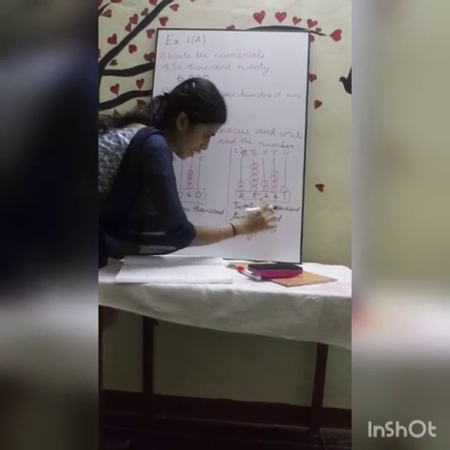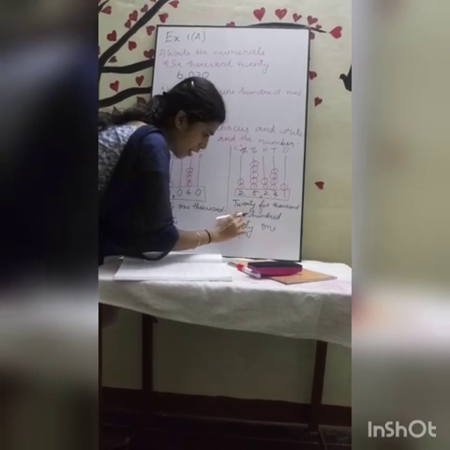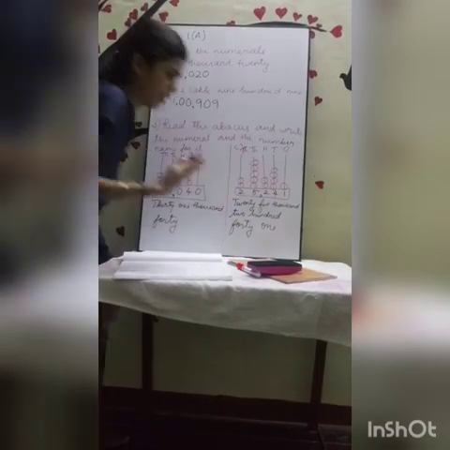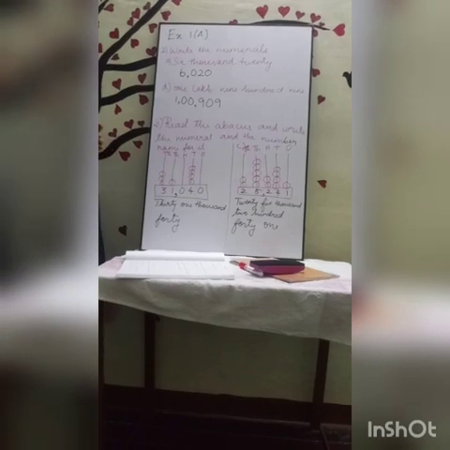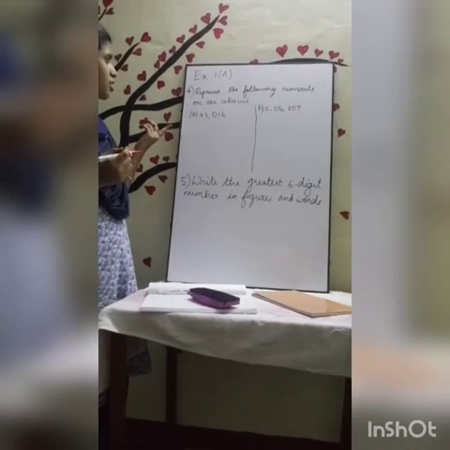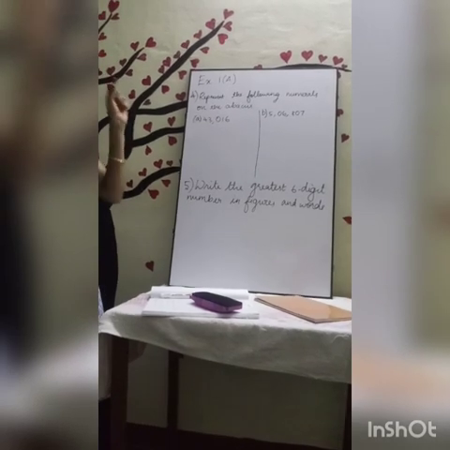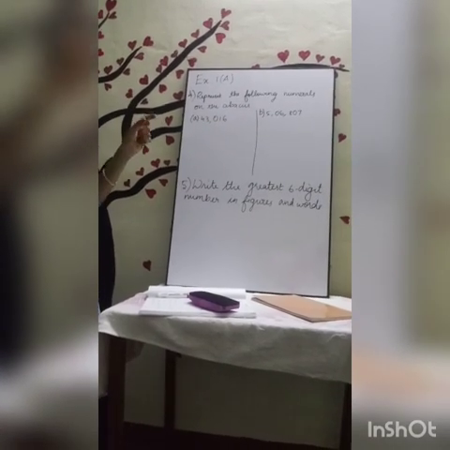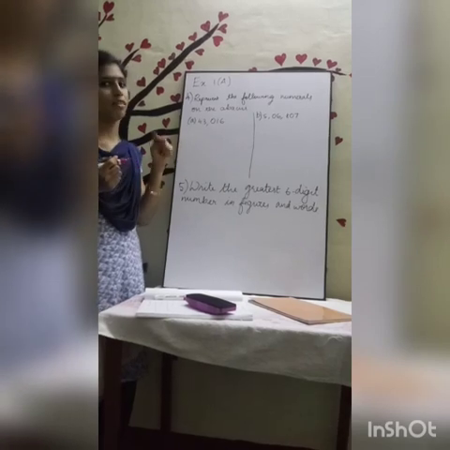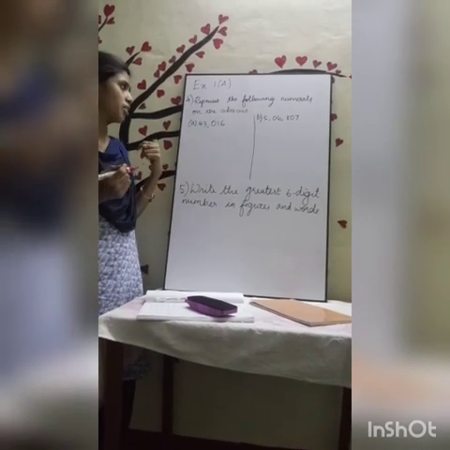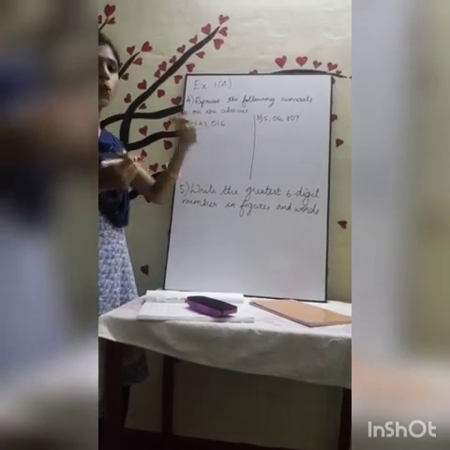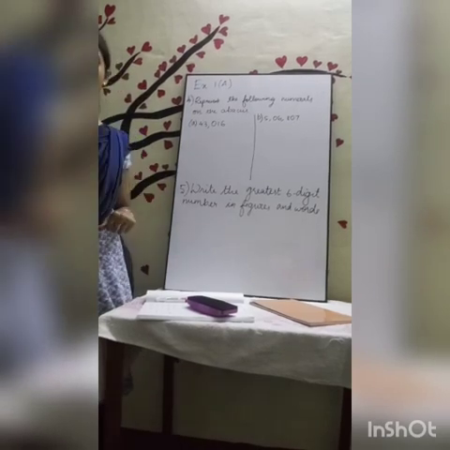25,241. Understood how this problem comes? See, this is your fourth question. In the previous question, what have they given? They have given the abacus. By seeing the abacus, you have to write the number and its name. Here, they have given the number. We have to represent it on the abacus.